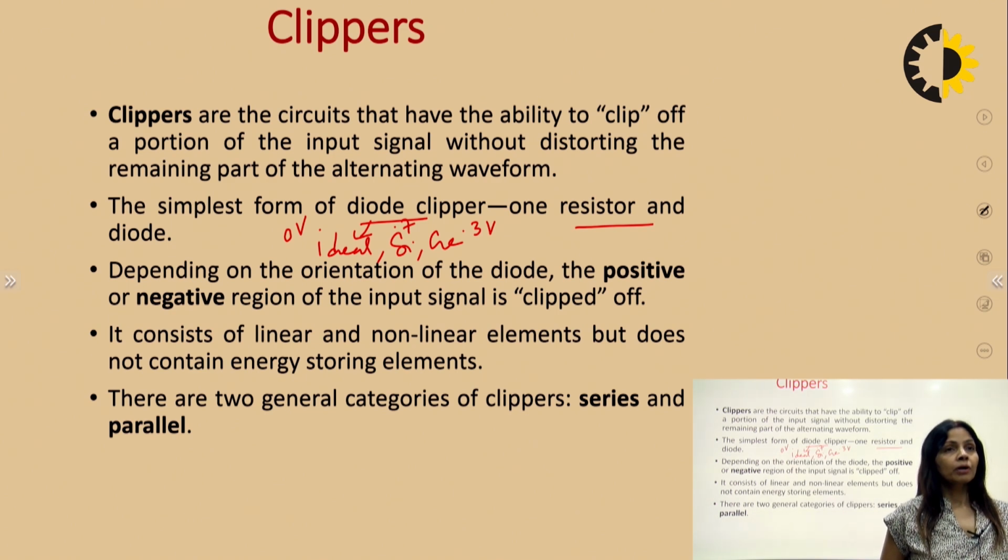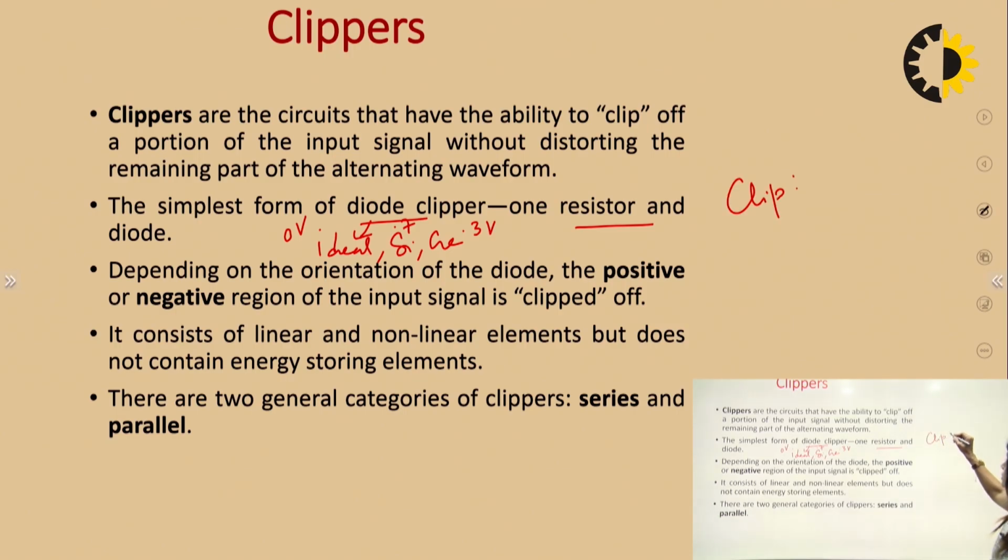This is the main part of the question, where we decide which particular part of the given input waveform is being clipped off. The circuit consists of linear and non-linear elements. The linear element is the resistance, and the non-linear element is, obviously, the diode. There are two categories of clippers. There are two basic types of clippers.